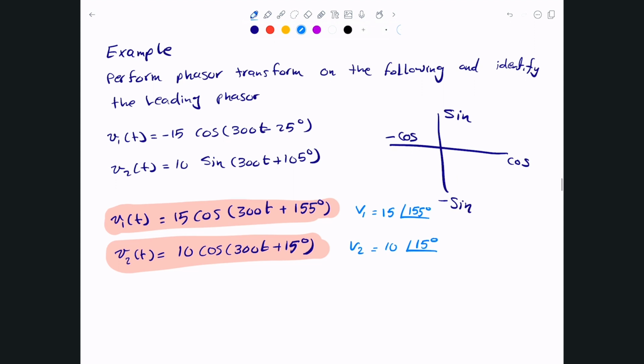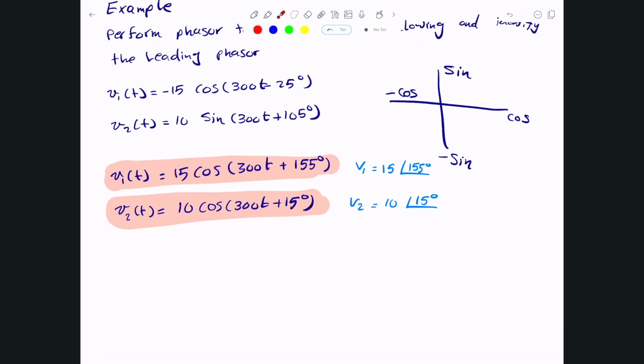Now we have both of them in that particular representation, and hopefully you can figure out that V1 is leading, because 155 versus 15. But you can also plot it in a phasor diagram. The first one is at 15 degrees from the cosine, so this one here is 15 degrees. This is V2, and the other one is 155. So 155 minus 15 is about 140 degrees. It's not up to scale, but from here to here it's 140 degrees, because this is the phase difference between them, and that's V1. So V1 is leading, specifically by 155 minus 15, which is 140 degrees.